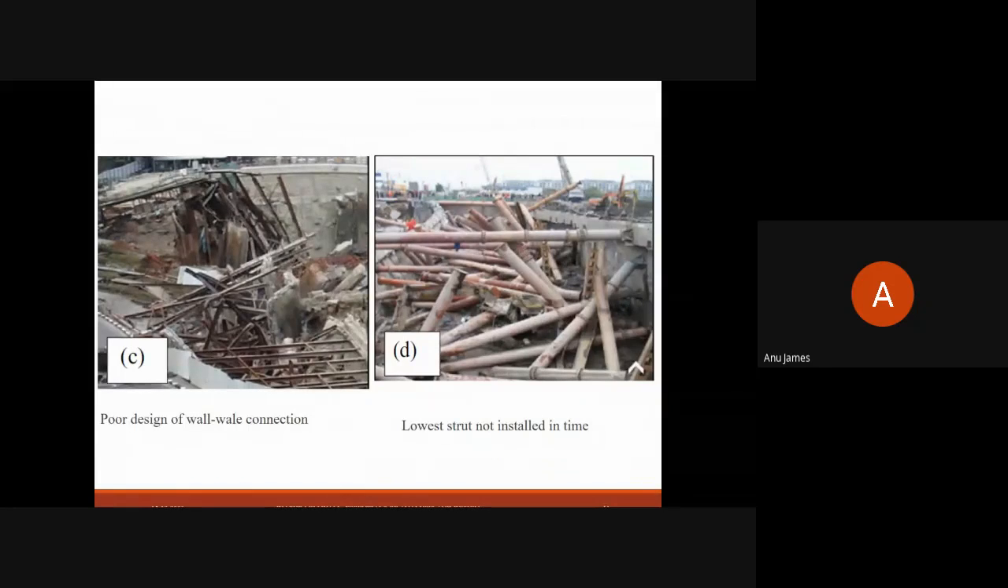Image D shows a failure where the lower strut was not installed in time. The excavated lower area was unsupported, and the unsupported depth was far more than designed. The larger standing time of that much unsupported length, for more than the permissible time, resulted in the failure of the system.